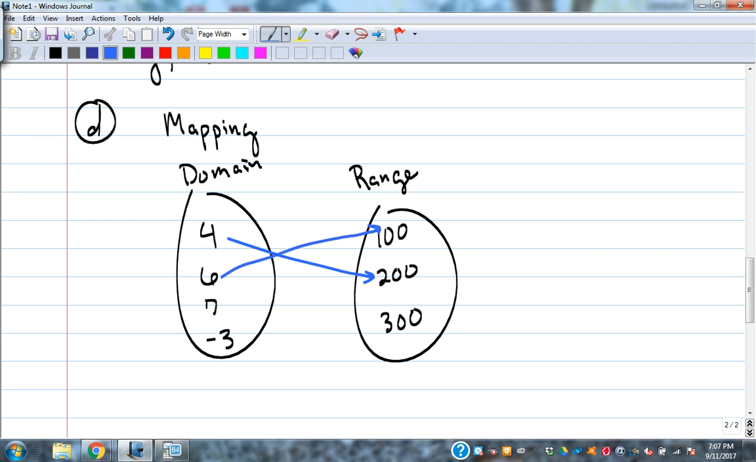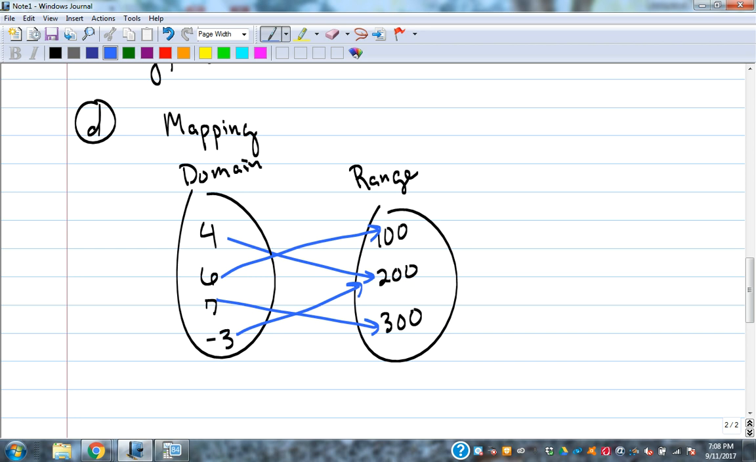It sounds like it's a big fancy thing, but it's just arrows. And then what it does is it creates out ordered pairs. The arrow 4, 200 is an ordered pair. 6, 100 is an ordered pair. 7, 300 is an ordered pair. And -3, 200 is an ordered pair.